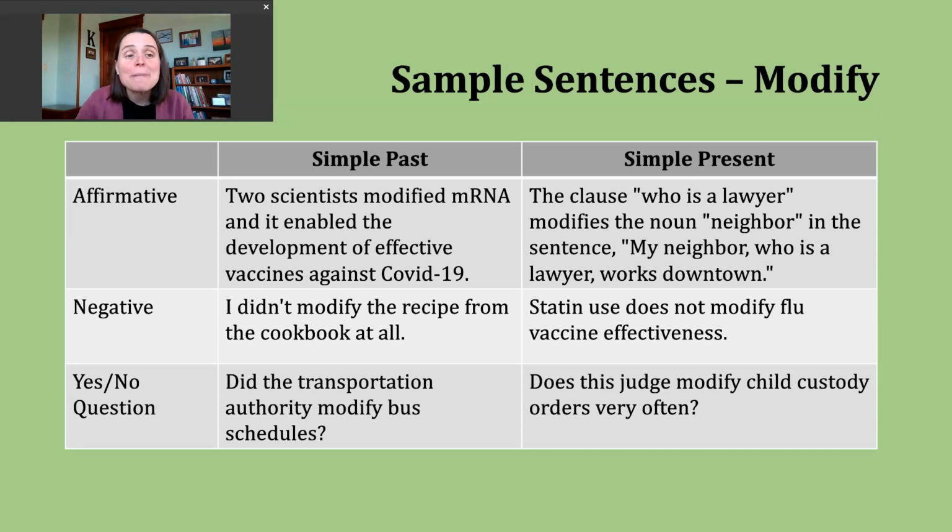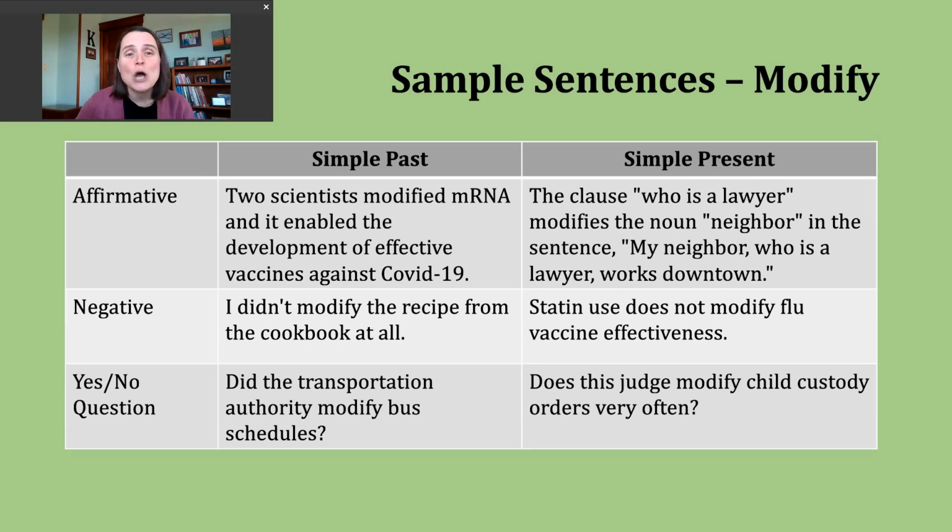Now let's talk about making negative simple past tense sentences. To do this, I start with my subject, I use did not, and then the base verb. Notice I'm not using the ed form of the verb here. An example of this might be, I didn't modify the recipe from the cookbook at all. Right? So I'm saying here, I did not make any changes. I followed that recipe down to the most specific steps, right?